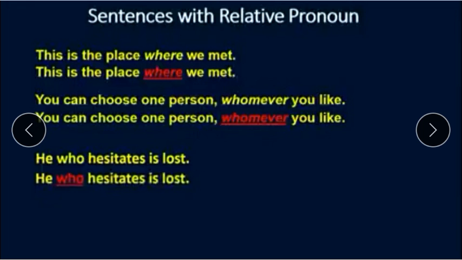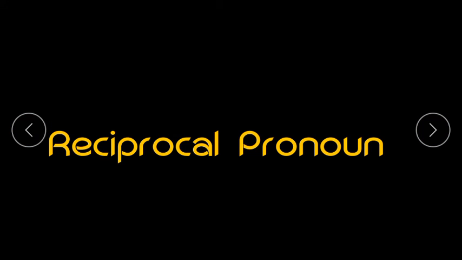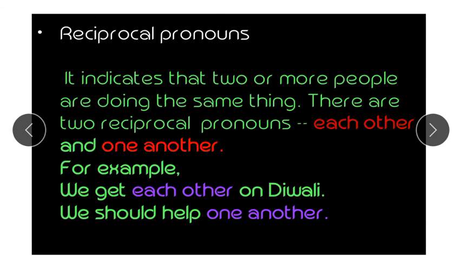Okay, so these are the relative pronouns, and here we have discussed almost all the pronouns. The last is the reciprocal pronoun. A reciprocal pronoun indicates that two or more people are doing the same thing. Give importance to this line: two or more people are doing the same thing. There are two reciprocal pronouns, each other and one another. The main two reciprocal pronouns are each other and one another.